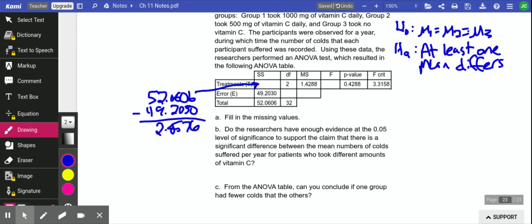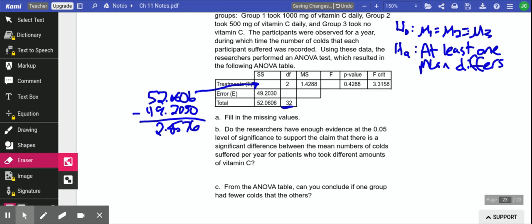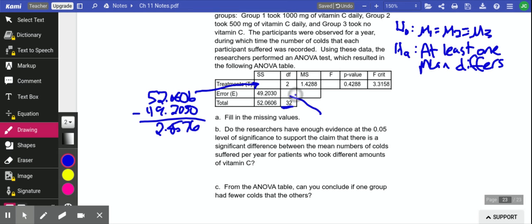Degrees of freedom, again, you've got the total right here. So degrees of freedom of treatment is 2. That means degrees of freedom for error has to be 30, because they have to add up to 32.